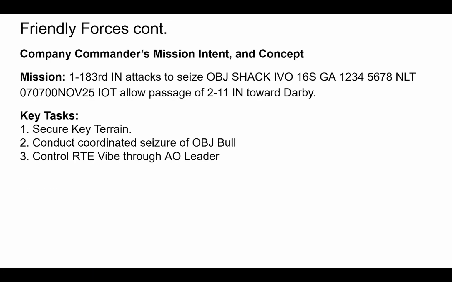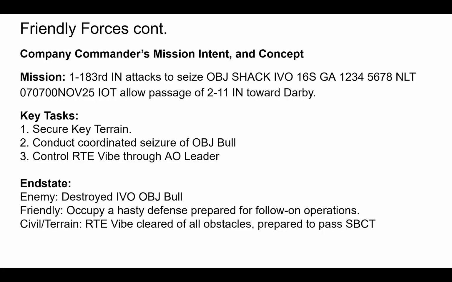And then here is the actual company commander's mission. So you'll see it's very, very similar. So we're securing key terrain still as a key task. We're seizing the objective. We're controlling the route to the objective and through the objective. And then the end state is going to be, it's always going to be destroyed in the objective. Friendlies, in this case, we're going to occupy a hasty defense and prepare for follow-on operations. And then civil and terrain, it's cleared of obstacles and prepared to pass the Stryker Brigade combat team. Boom, that was situation done.